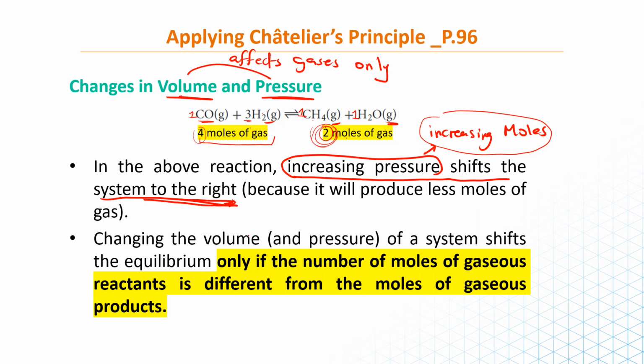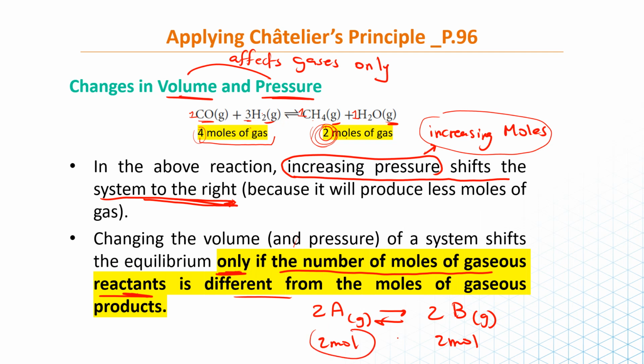This is a very important point. Changing the volume and or pressure of a system will shift the equilibrium, meaning the equilibrium is going to shift to the right or to the left, only if the number of moles of gases in the reactants is different from the number of moles of gas in the products. So if I have 2A(g) and here I have 2B(g), this is 2 moles of gas and this is 2 moles of gas, right? Because they are equal, if we change the pressure or the volume, nothing will happen. But if I have 1 mole here and 2 moles here, and I change pressure and volume in this reaction, then equilibrium is going to shift to the right or left. Why? Because the number of moles on the right does not equal the number of moles on the left.